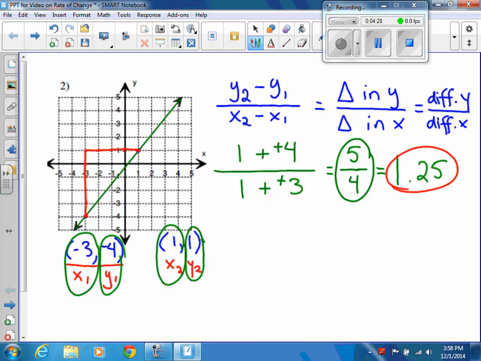A couple of things to keep in mind, too. We can clearly see it's a positive slope because it goes from the lower left to the upper right. So that's a positive slope as opposed to a negative slope. And we know we have a positive answer for our rate of change. Let's do another one.